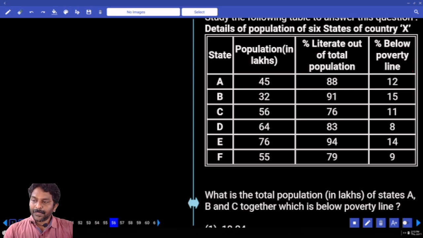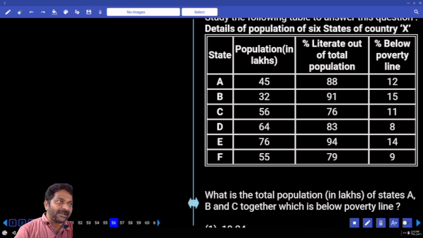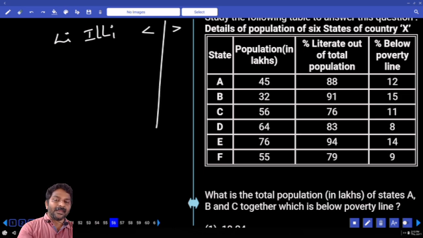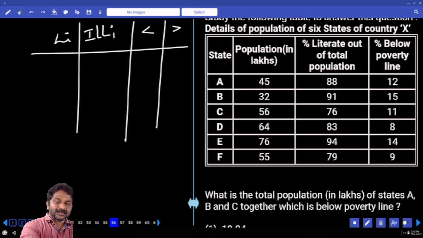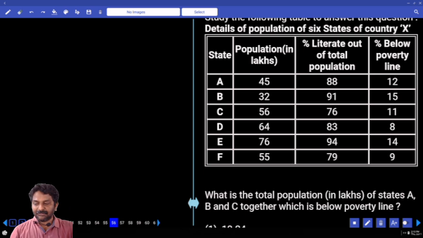So here also this 12% should be calculated on the relevant population. Don't prepare any table here, because if you try to fill the table, it takes a lot of time, because you'll have literates and illiterates, below poverty line and above poverty line. So how many states do we have? For each state, how many values do you need to fill? 4. That means 6 into 4, 24 numbers you need to fill. So let's not go with a table. Let's do it whenever it is required.